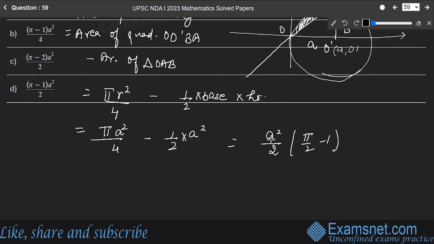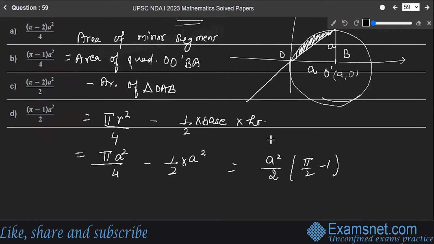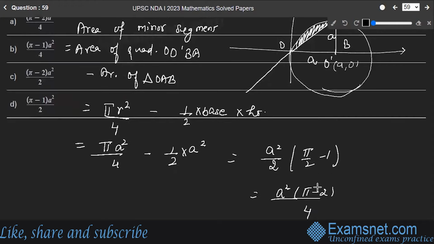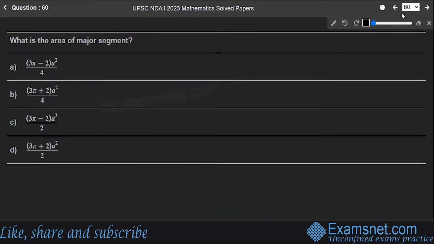Yeah. So let's check with the options. Okay, I have everything in denominator 4. So this can be written as A square into pi minus 2 upon 4. A square into pi minus 2 upon 4 is option A. Hope you got that. Right? Next is question number 60.